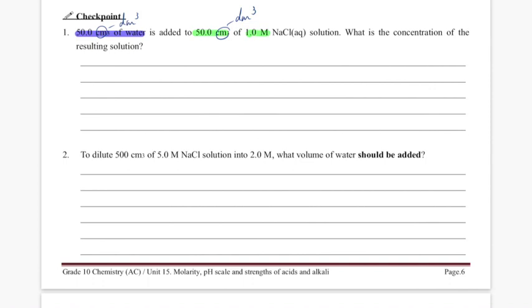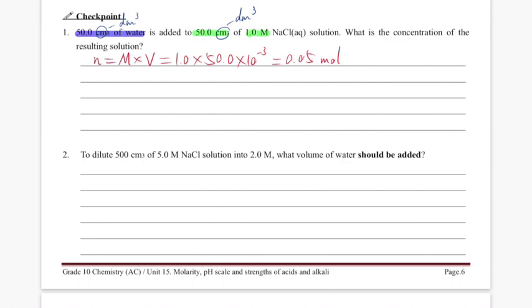If we want to work out the final concentration, then we must work out the number of mole and the volume. So let's do the number of mole first. Number of mole should equal the molarity multiplied by the volume. The molarity is the molarity of the solution at the beginning, so it's 1.0. Then multiply by the volume, 50, but we need to convert it into dm cube, so we times 10 to the power of minus 3. That will give us the answer 0.05 mole.